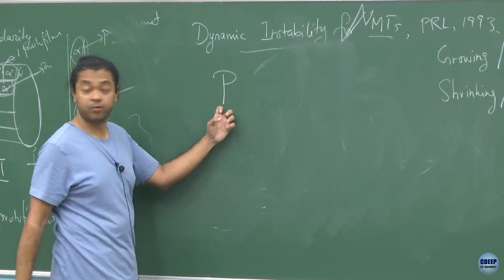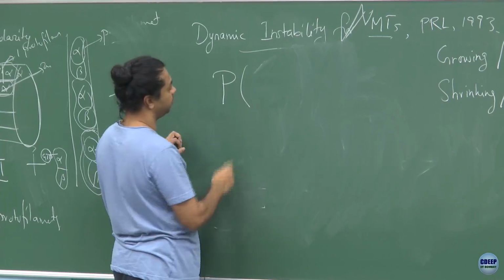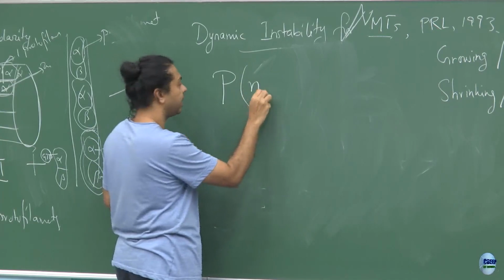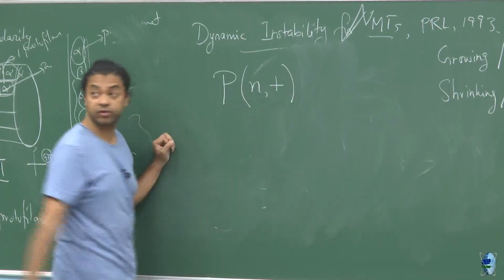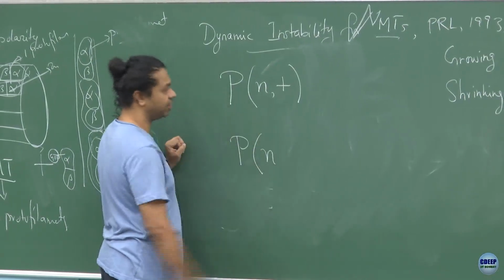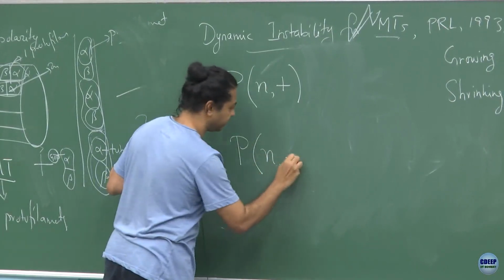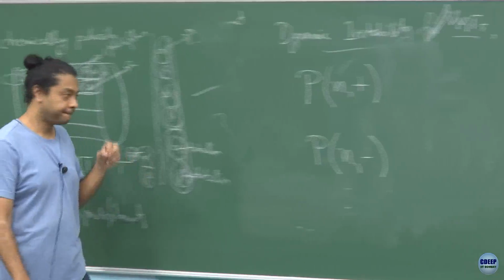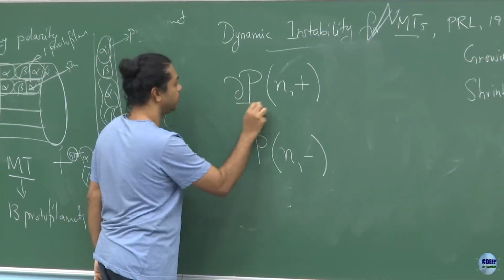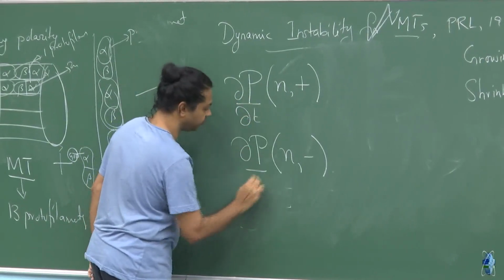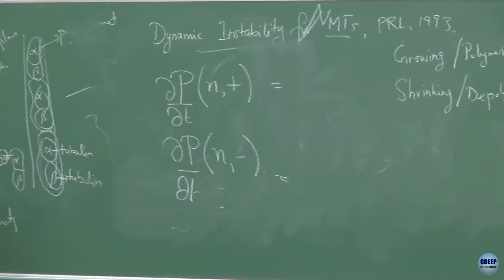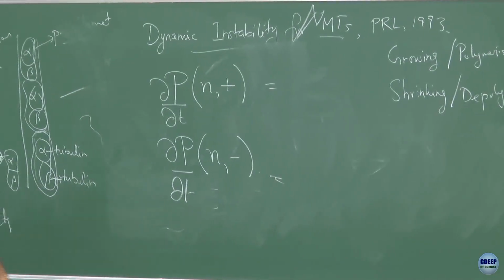I could write two types of probabilities. One is a probability for a microtubule to have n subunits, so n tubulin dimers, and exist in a growing phase, or a microtubule to have n subunits and exist in a shrinking phase. And I could write down the master equation for these probabilities.